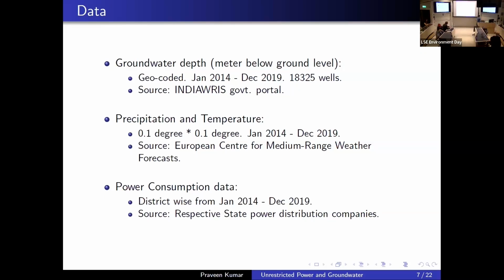We use precipitation and temperature data, which are gridded with a resolution of 0.1 degree by 0.1 degree. This is also from January 2014 to December 2019, and has been sourced from the European Center for Medium Range Weather Forecasts. And we also use agriculture power consumption data, which is district-wide from January 2014 to December 2019, and this has been sourced from the respective power distribution companies of the states.